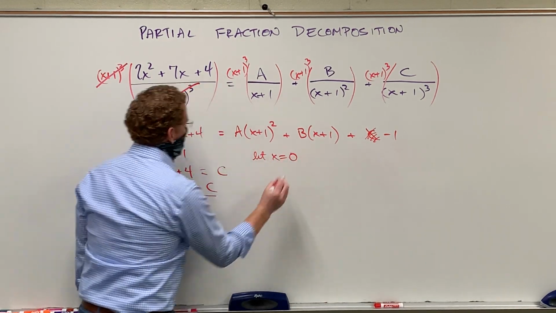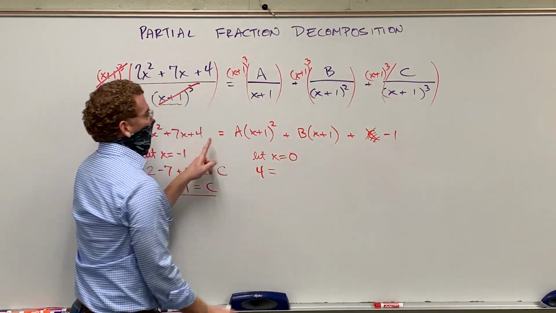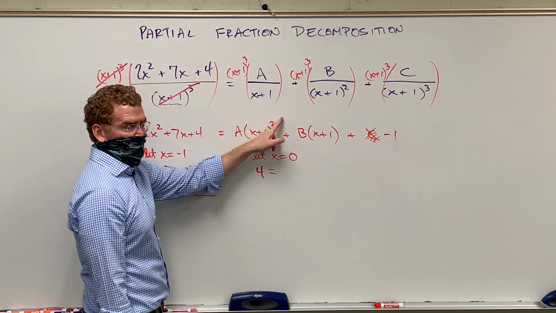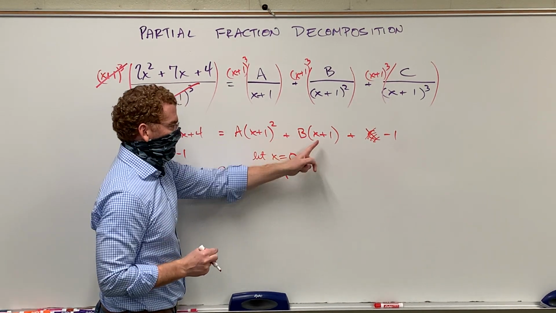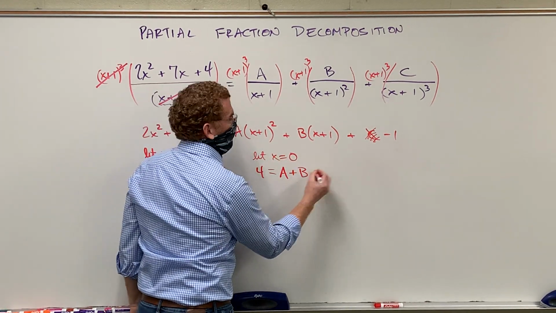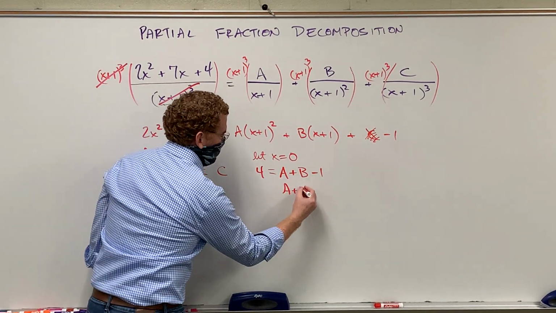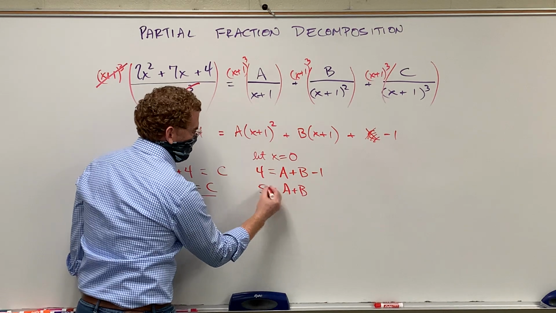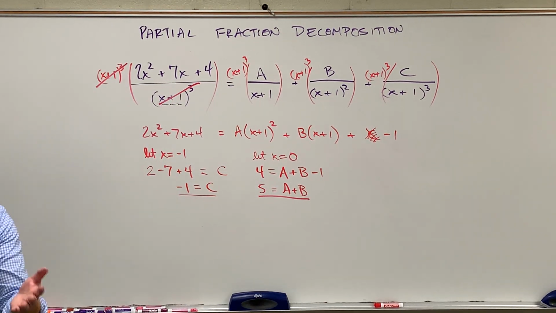Let x equal 0, which would give me 4 on the left, and it would give me 1 squared times A, and it would give me 1 times B, and then don't forget -1. And that, even though I don't know what A or B is, does give me an equation. And if I only had another equation, I could solve for A and B, couldn't I?